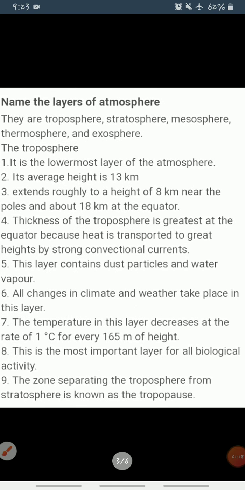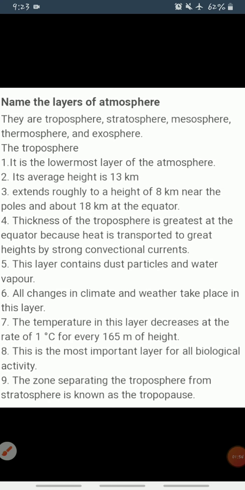It is the lowermost layer of the atmosphere and its average height is 13 kilometers. It extends roughly to a height of 8 kilometers near the poles and about 18 kilometers at the equator. So don't be confused about the height because it is different. Near the poles it is 8 kilometers and at the equator it is 18 kilometers. On average height we can take 13 kilometers. Clear?